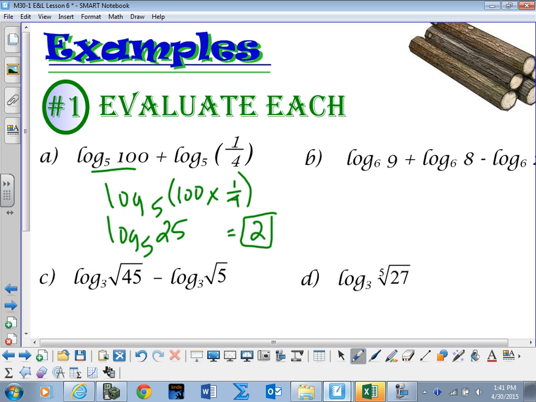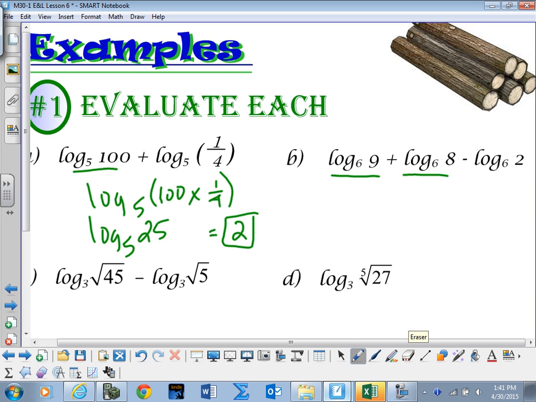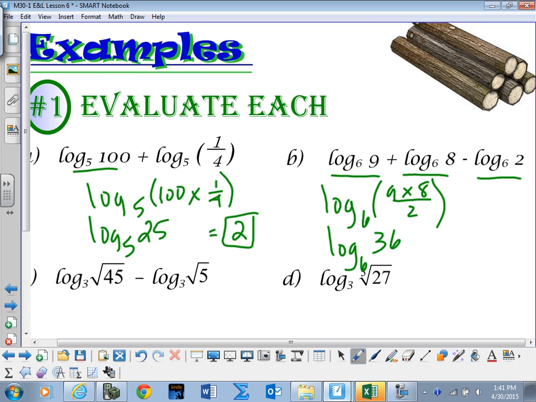Okay, let's do another one. Now this is adding and this is subtracting. So we can combine this in one step. Log base 6, 9 times 8 over 2. 9 times 8 over 2 is log base 6, 72 over 2 is 36. 6 to the power of something is 36. That is equal to 2. So evaluating them separately, not easy. But doing a combined one, putting them into a single log, makes it very easy to evaluate.